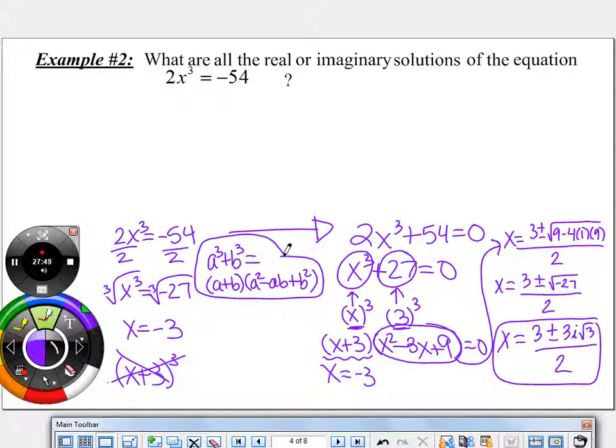Yeah, but then why did you use that factor? Because this factor gets set equal to 0 and you get x equals negative 3. When you set this factor equal to 0, it doesn't factor further.